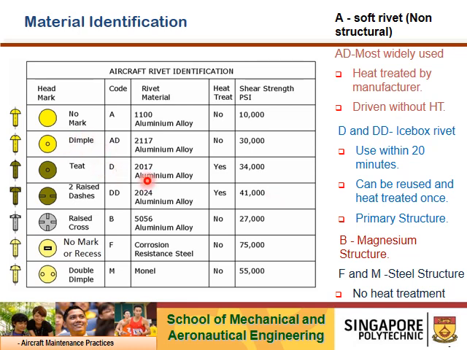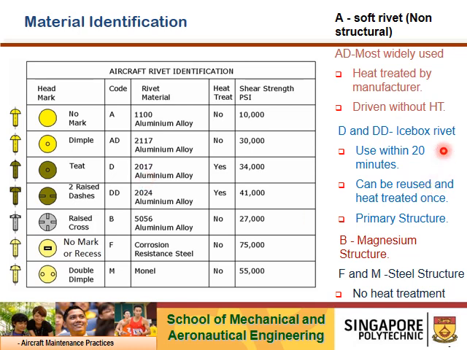If you were to install these D and double D rivets without heat treatment, the consequences will be you may form cracks at the upsetter head, or in fact you cannot even properly rivet. The upsetter head will not form.